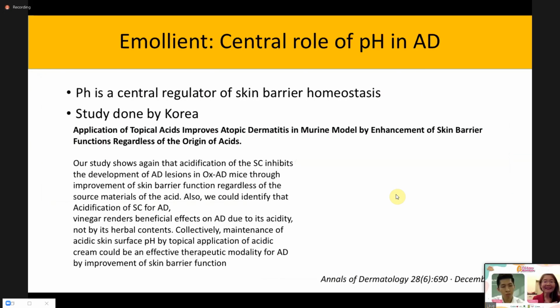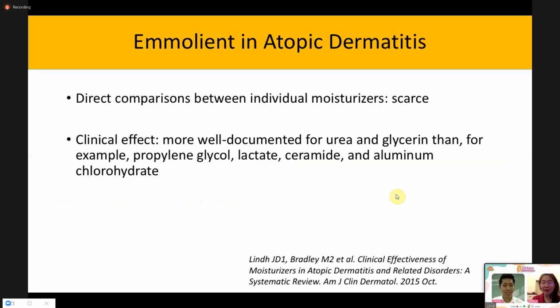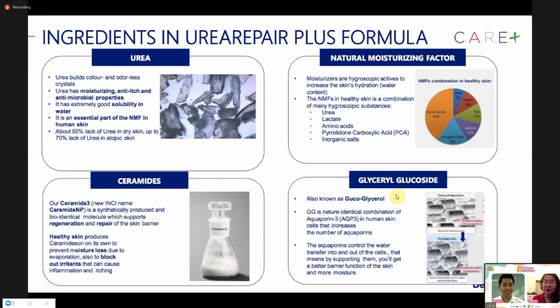All right, just some studies, this is probably my last slide. Okay, pH is a central regulator of skin barrier homeostasis in one study done by the Koreans. So meaning that you need to use a lower pH, okay? And there's rarely any direct comparison between moisturizers. If you ask which moisturizer is better, however, those well documented are urea, glycerin, for example, propylene glycol, lactic acid, ceramide, and aluminum chlorohydrate.